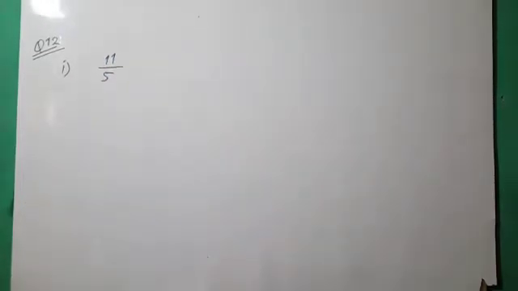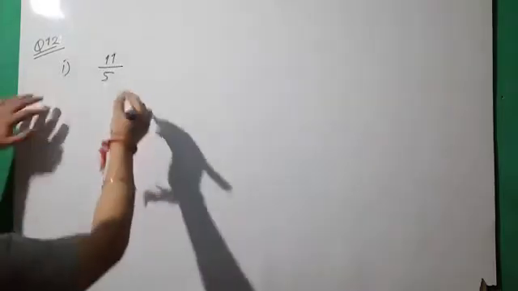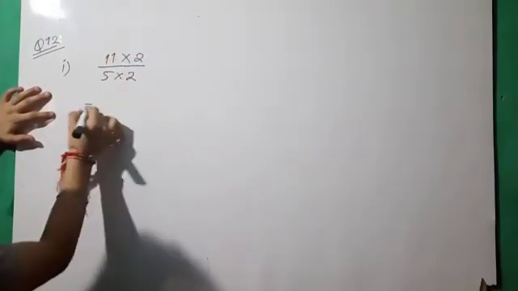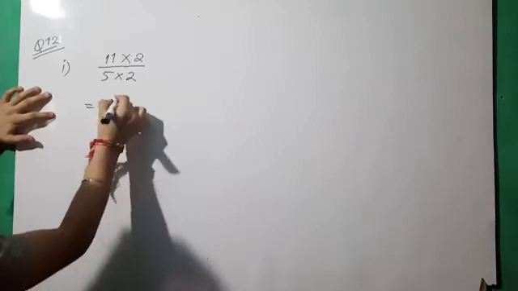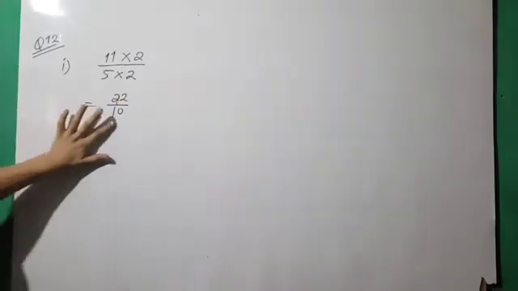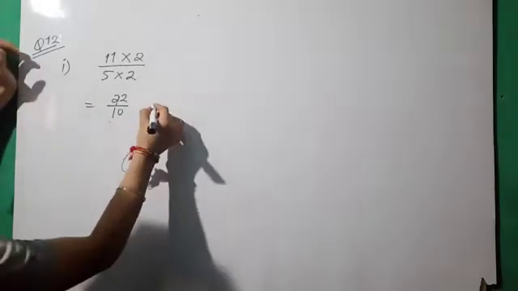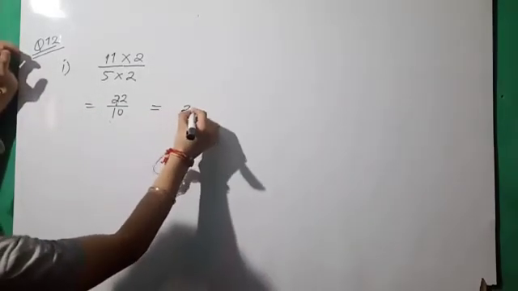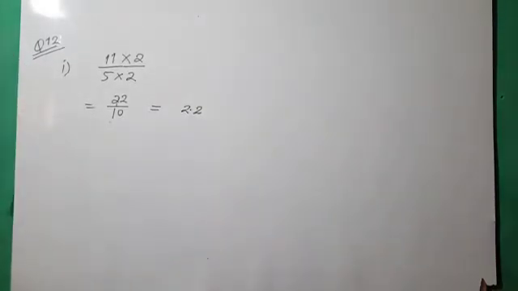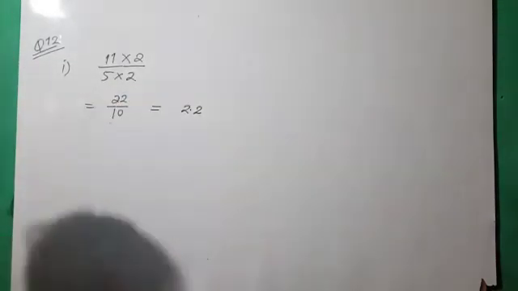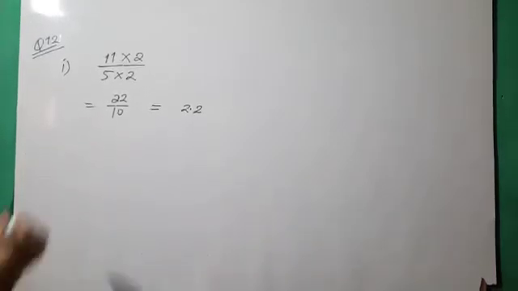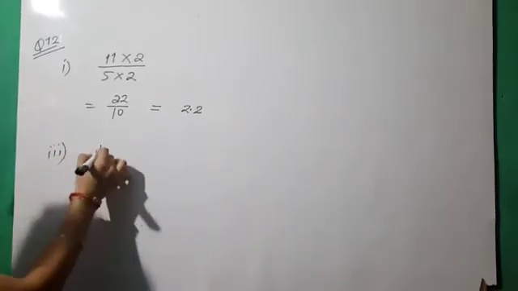So first of all we have to make the denominator a multiple of 10, so we multiply the denominator and numerator by 2, and that's why it becomes 22 by 10. Now it is a multiple of 10 because 10 into 1 is 10. So now we convert this into decimal, that is 2.2, because whenever we divide by 10, the decimal point shifts towards the left side. Okay, this is 2.2.